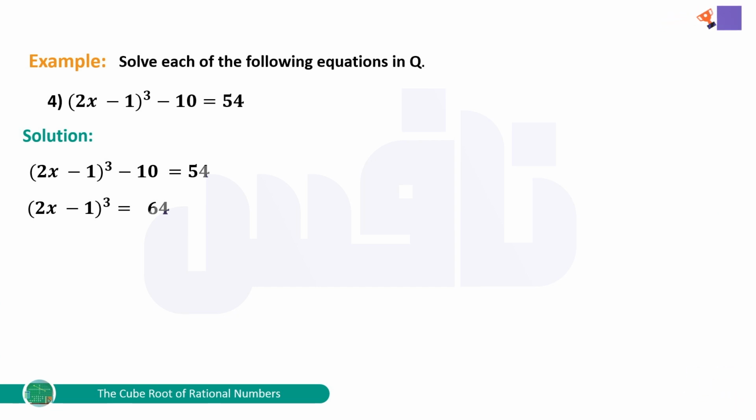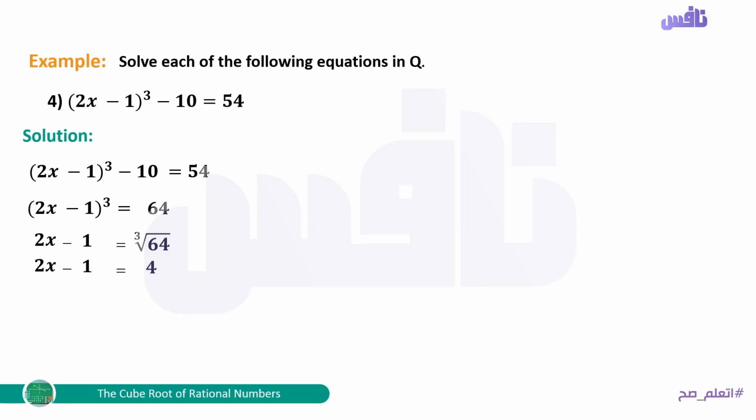طيب الستيب اللي بعد كده هعمل الانفرس اوبريشن. الانفرس اوبريشن لباور 3 هيبقى كيوب روت. يبقى 2x minus 1 equals كيوب روت 64. وبالكالكيوليتر هنجيب كيوب روت 64 هتبقى 4. فيبقى عندي 2x minus 1 equals 4. بقى عندي ايكويشن سهلة جدا.